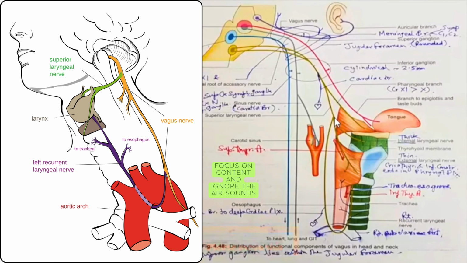Then about the left recurrent laryngeal nerve, mind it, it might be a very high-yield question: out of the different branches of the vagus nerve, which is not given out from the head and neck region? So it's the left recurrent laryngeal nerve.